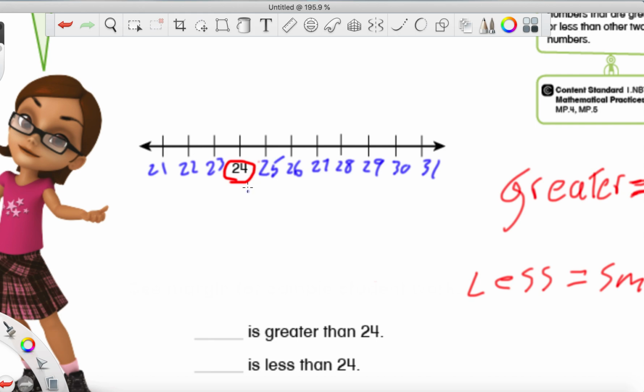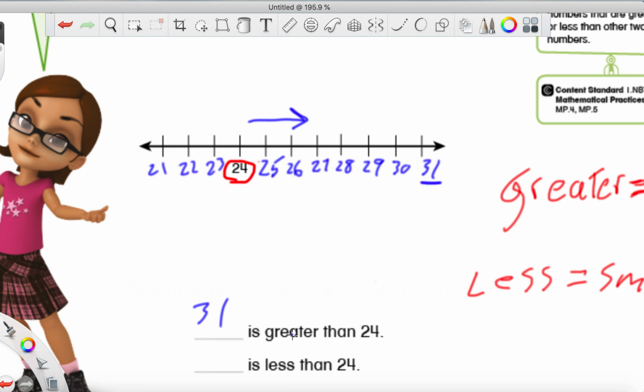Now remember, for the bigger numbers, we're going to pick any number on this side of the number line. Because if we go to the right, we have all the bigger numbers. So you could just pick the number 25. You can see how 25 is after the number 24. Or you could even write the number 31, because 31 is also after the number 24.